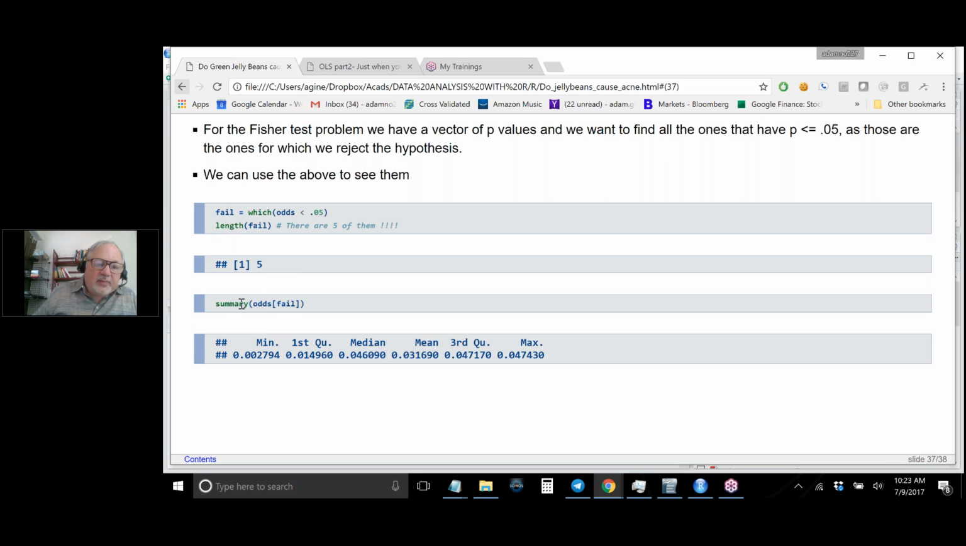And then I just wrote summary. You can see when I take odds and I call the index fail, it's just going to be the cases where you had a p-value of 0.05 or less. And you can see mostly they were pretty large. The smallest one was really, really teeny. There were 5 of them, and the median says 2 of them were bigger than 0.46. But that's the point.